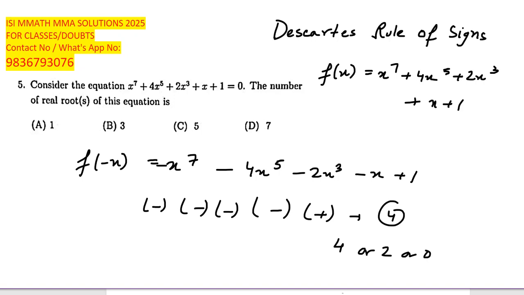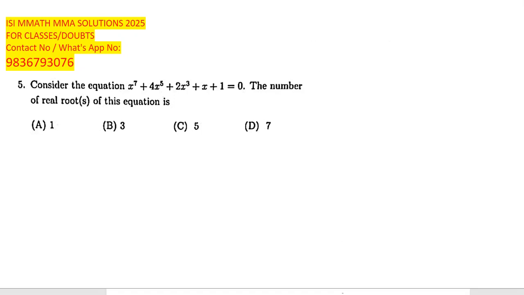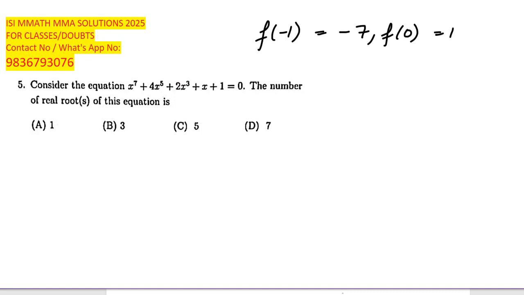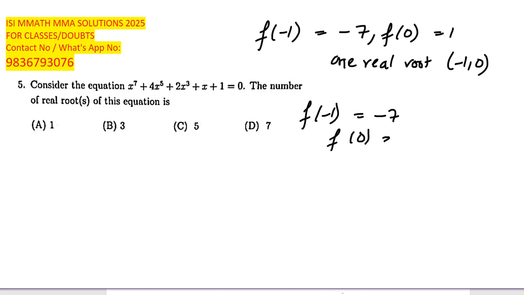Finally, we will use the intermediate value theorem, where we use the sign change. f of minus 1 is minus 7 and f of 0 is 1. So there is a sign change, which means there is 1 real root in minus 1 and 0.